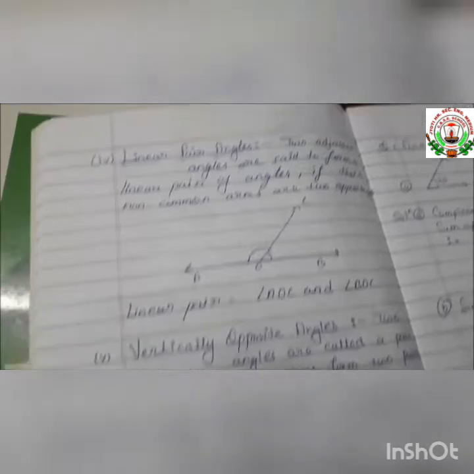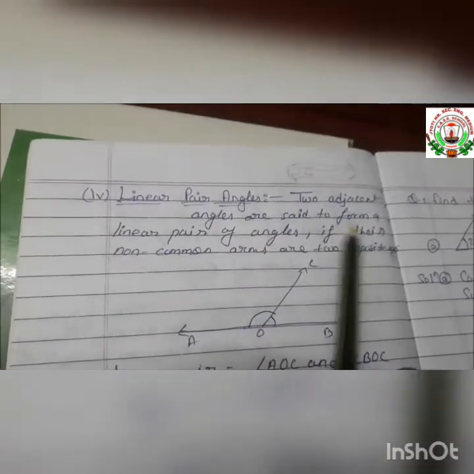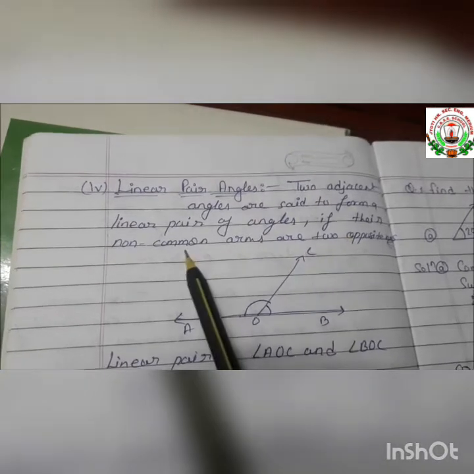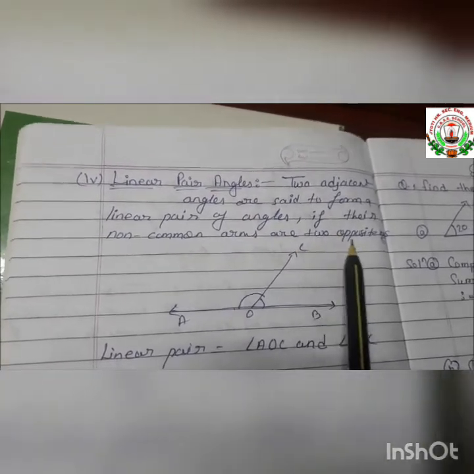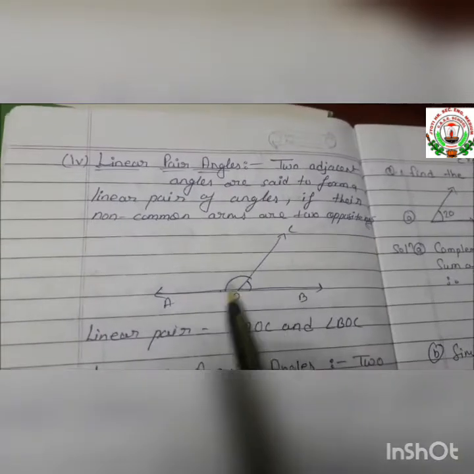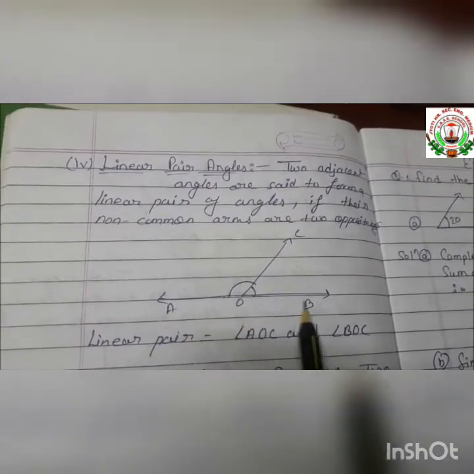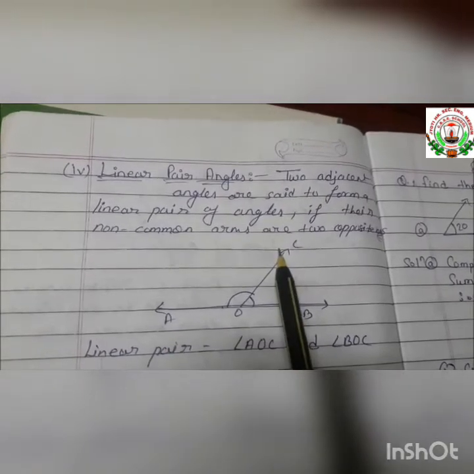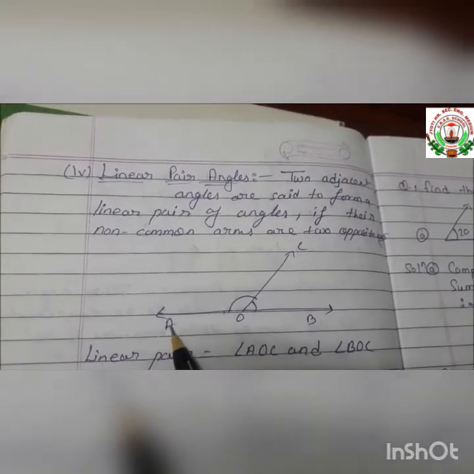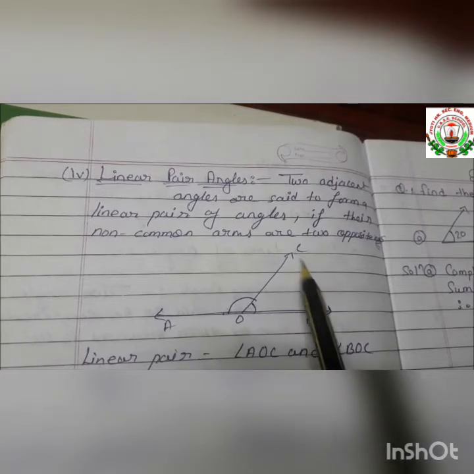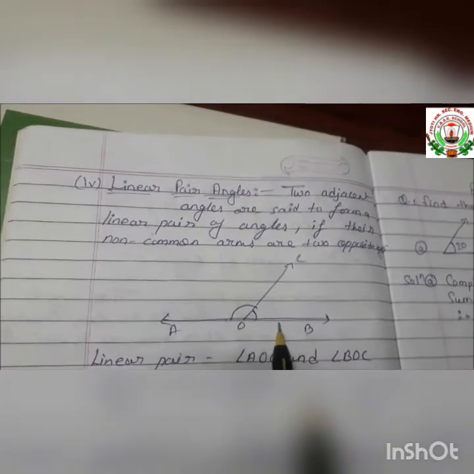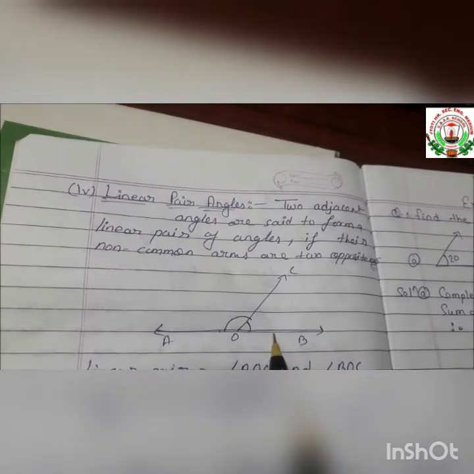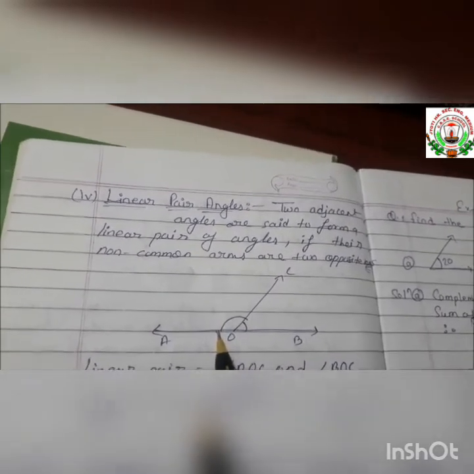Now see, linear pair angle. Two adjacent angles are said to form a linear pair of angles if their non-common arms are opposite rays. For example, here a straight line OB, OA and OC is given. So when angle AOC is added to angle BOC, it forms a linear pair. Linear pair, that means when adding both the angles, the answer should come 180 degree. That's called a linear pair angle.